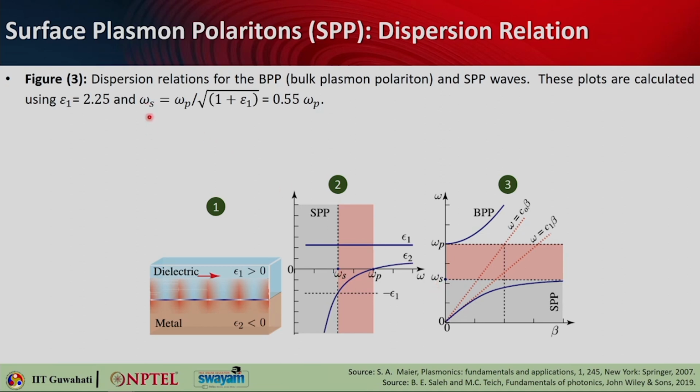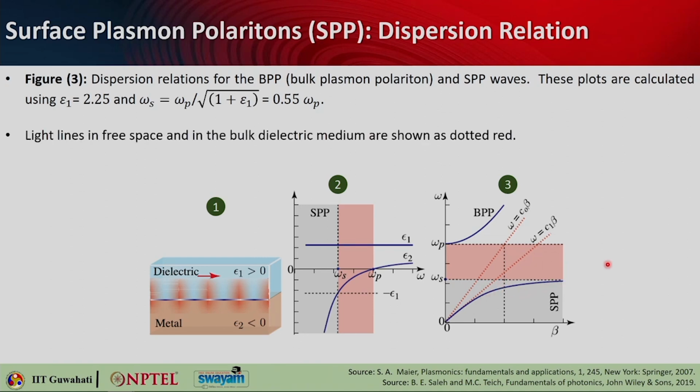So, in this case omega s is omega p over square root of 1 plus epsilon 1 here, because permittivity is 2.25. So, you can do this calculation, it is 0.55 times omega p. So, you can mark this point. This is the final value towards which this curve will approach. I believe this particular concept is clear.